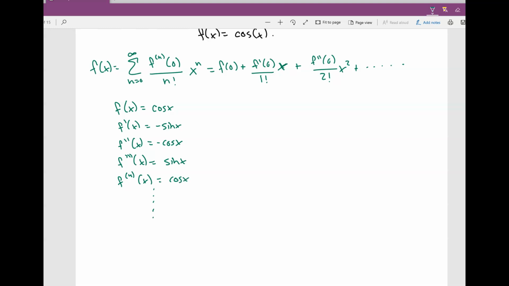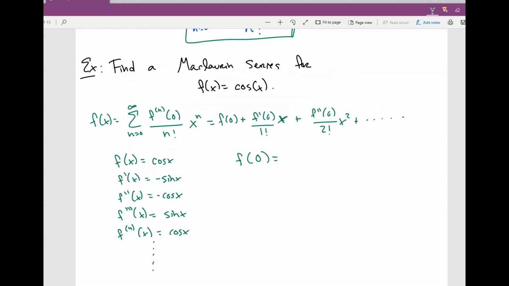Okay. Now you want to do as many as you want, just so that you can try to figure out some of the patterns. So when you figure out the patterns, if after the third one you can figure out the pattern, then it's fine. But sometimes you might want to do a couple of them. So let's plug in 0 because we are looking for a Maclaurin series. A Maclaurin series is at a equals 0.